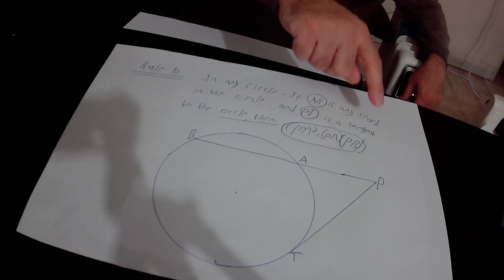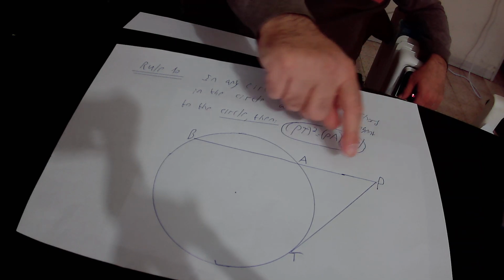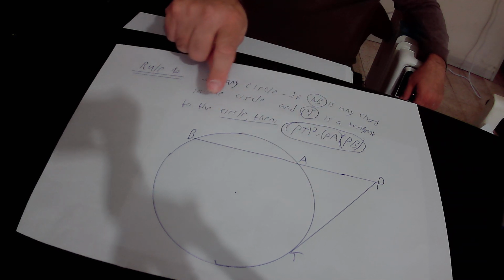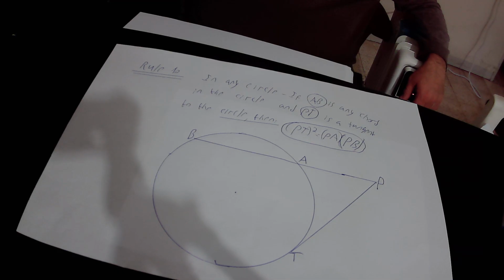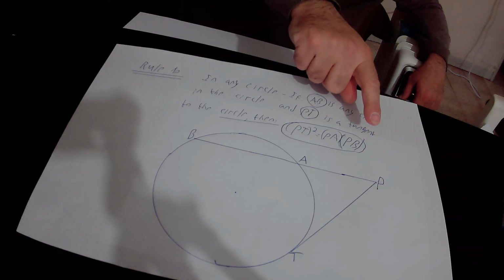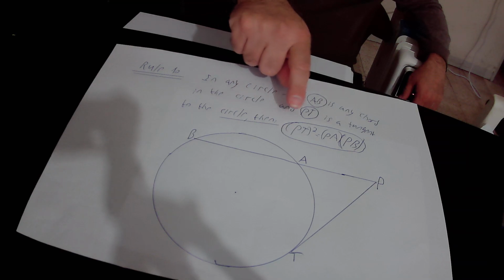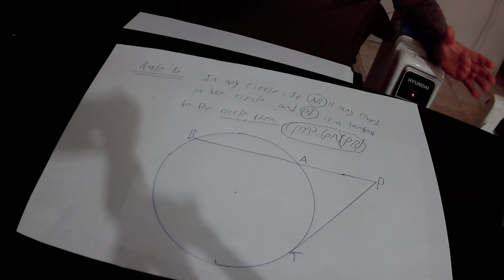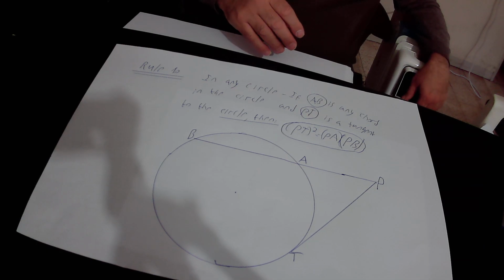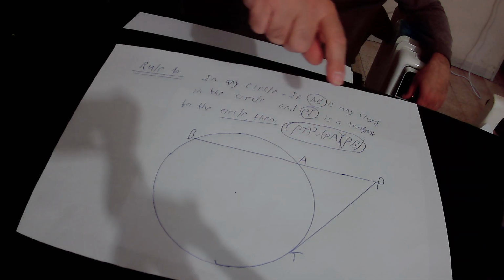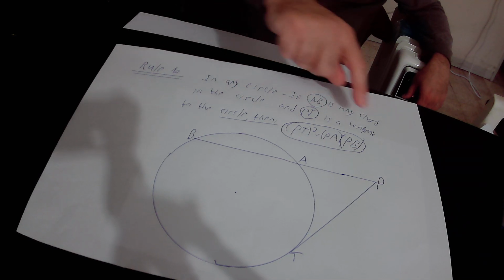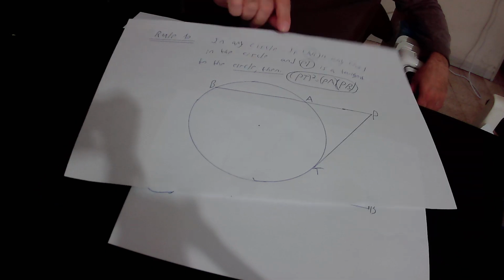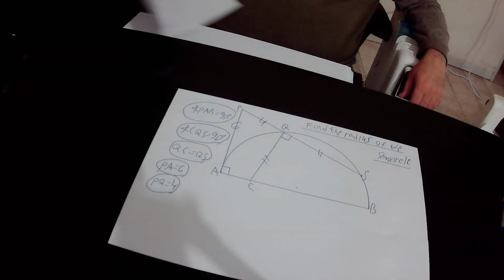Here, tangent PT is tangent to this circle at point T. AB is a chord in this circle, and the line segment PB cuts the circle at points A and B. So here the following equation is true, that PT square equals PA times PB. Again, PT square equals PA times PB. We can actually implement the new rule in our drawing.